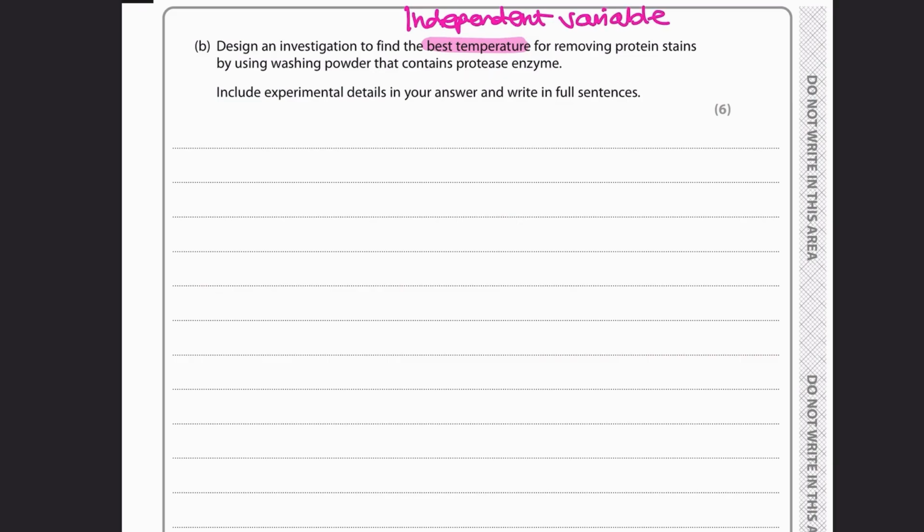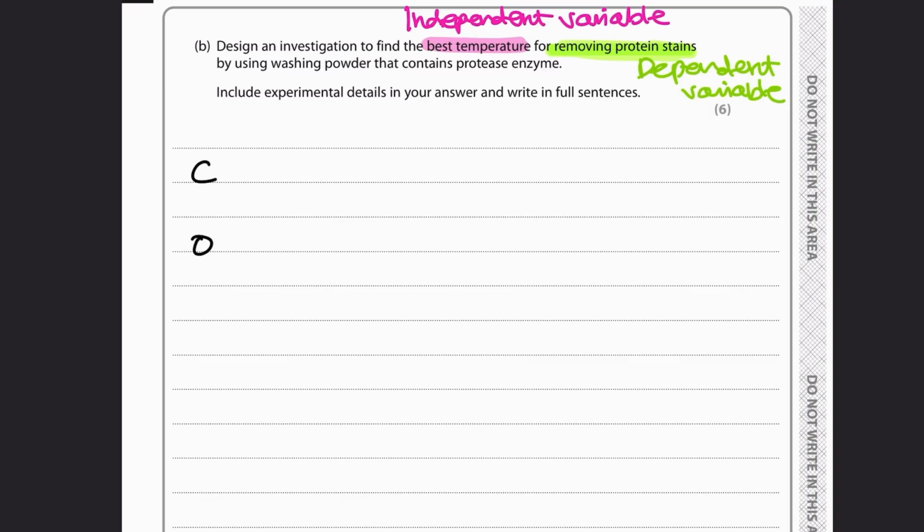And then what is my dependent variable? That is what I am measuring. So what am I measuring? I'm measuring how effectively it has removed protein stains. So that is the dependent variable. Just reading the question, you have to be able to know these two already. And then you should also be thinking control variable, which is the things that you keep the same. Now, you've probably heard of the famous CORMS approach.